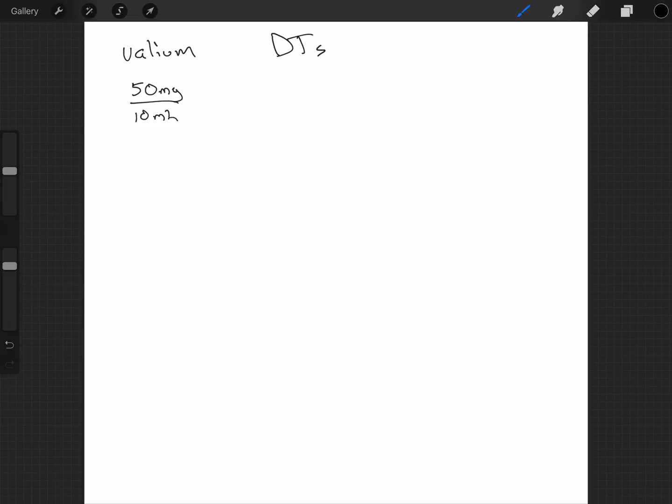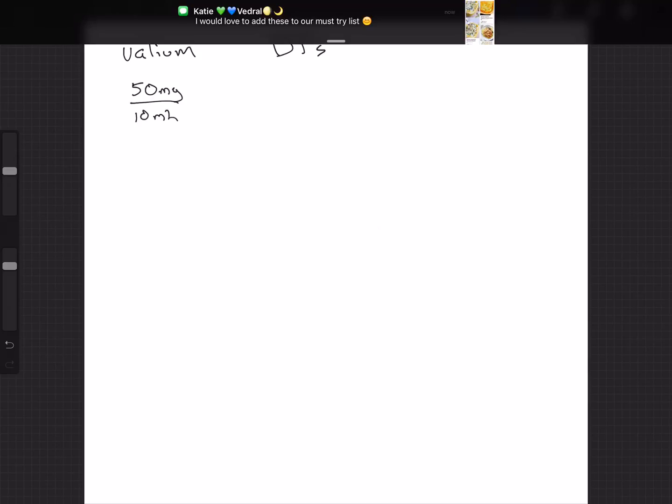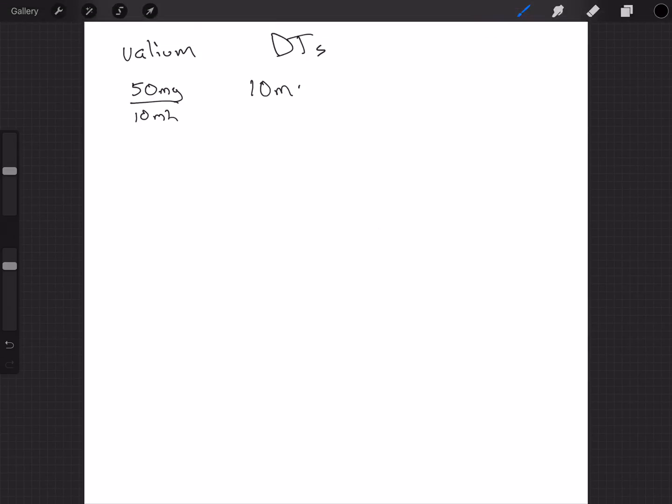And so I got this patient, he's going through DTs, he's kind of going crazy, picking at everything. And so my partner and I are like, let's give 10 milligrams of Valium. So we're going to go 10 milligrams of Valium per dose. All right, so I got to figure out how much fluid I'm going to draw out of this bottle.